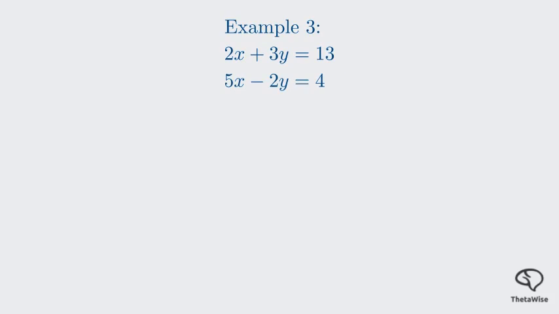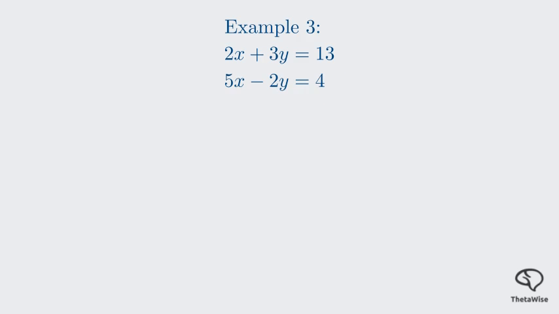So far, we've seen examples where the coefficients were either the same or opposites. But what if they're not? Consider this system: 2x plus 3y equals 13, and 5x minus 2y equals 4. If we add or subtract these equations as they are, neither the x nor the y variable will be eliminated. We need to do some work first.